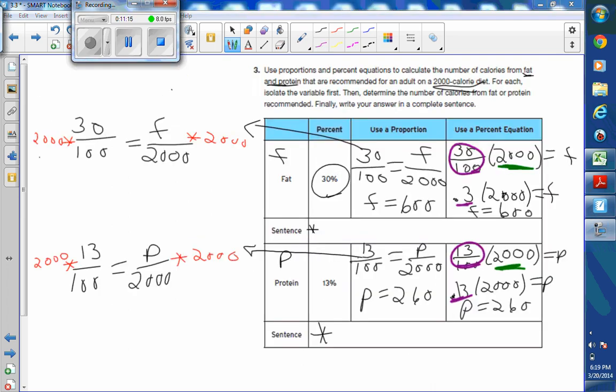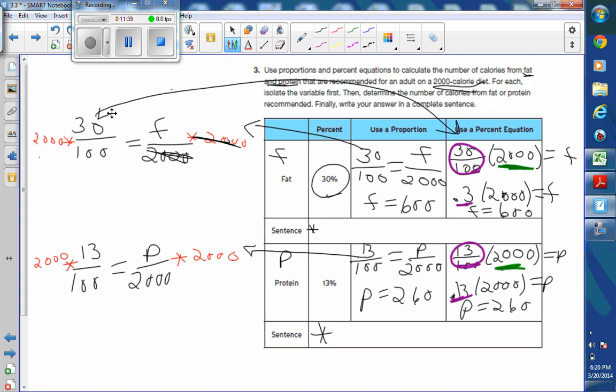Okay, so now look at these proportions again. If you did multiply both sides by 2,000, these 2,000s would cancel out. And you would actually have your percent equation with the fraction form. If you look, it's 30 over 100 times 2,000. They actually are equivalent. They're the same thing.